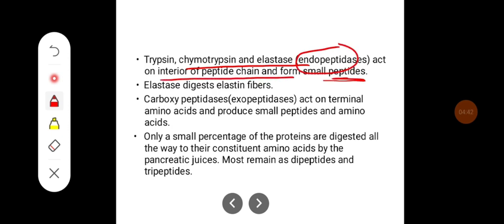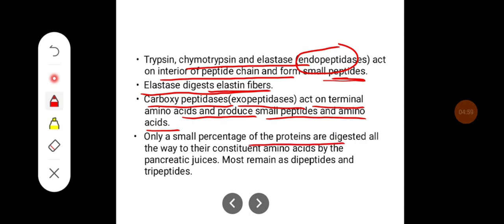Trypsin, chymotrypsin, and elastase, that is, these are the endopeptidases, act on the interior of the peptide chain to form small peptides. Elastases digest the elastin fibers. The carboxypeptidases or exopeptidases act on the terminal amino acids and break small peptides into amino acids. Only a small percentage of the proteins are digested all the way to their constituent amino acids by pancreatic juices. Most remain as dipeptides and tripeptides.